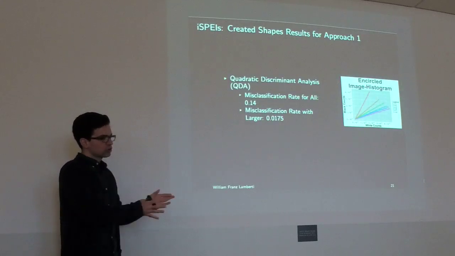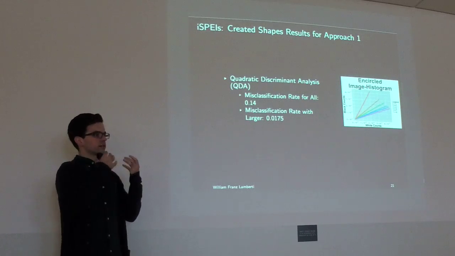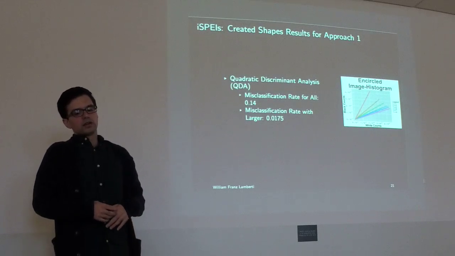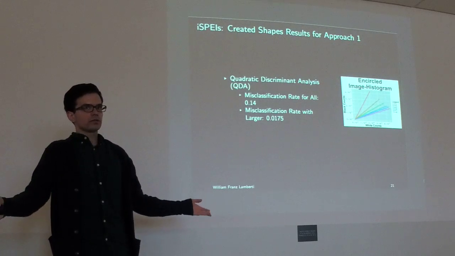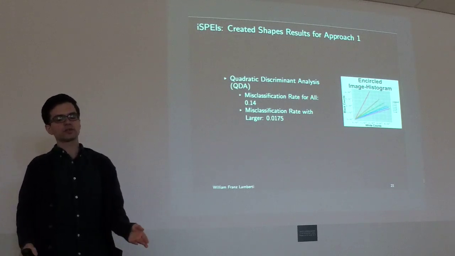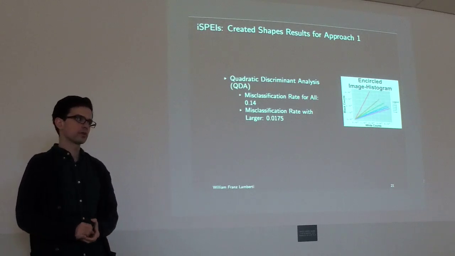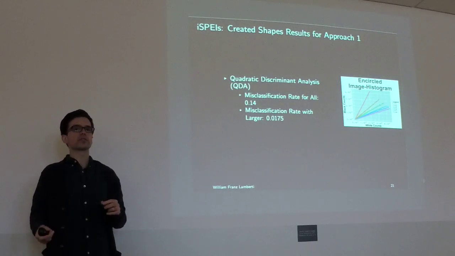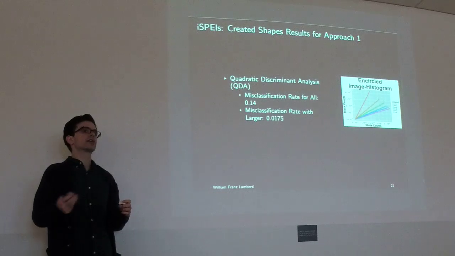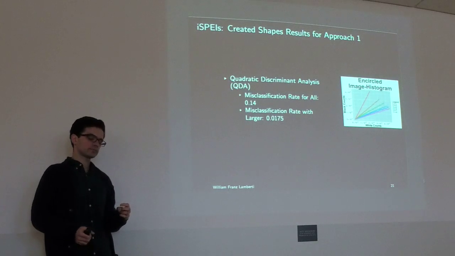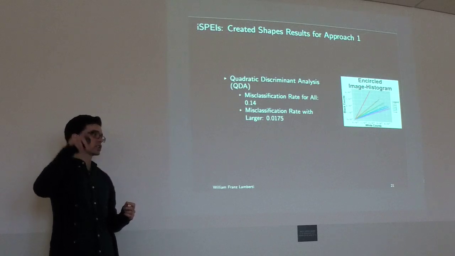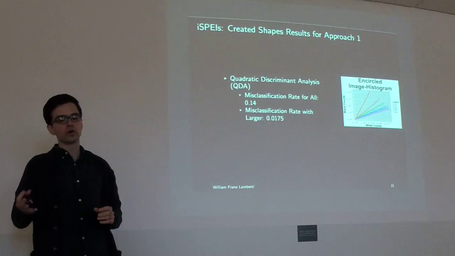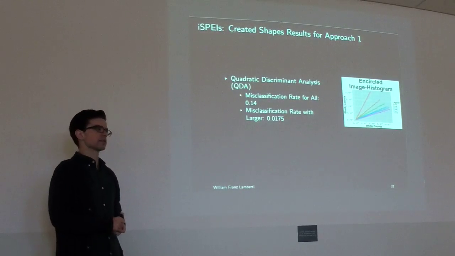Using the created data, if I just make a quadratic discriminant analysis model and consider all the images, I can get a misclassification rate of about 0.14. But if I consider only the larger ones, the ones with a total resolution size greater than 100 squared, because each side of the image is going to be the same, so it's 100 squared, if I use those, it's less than 2% misclassification rate.